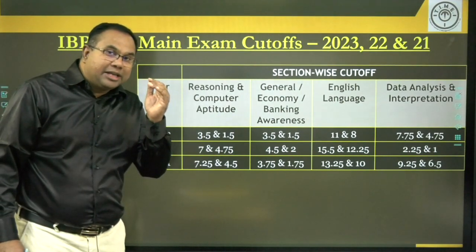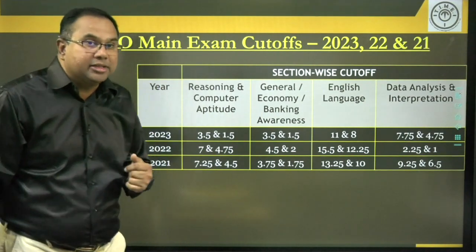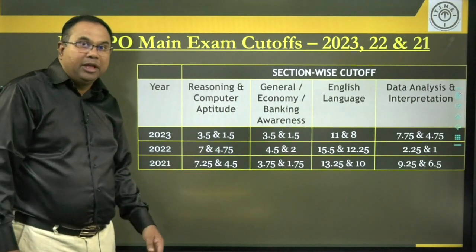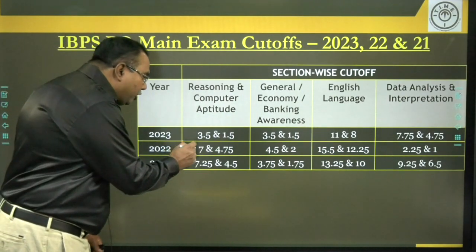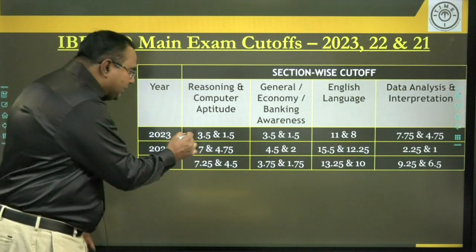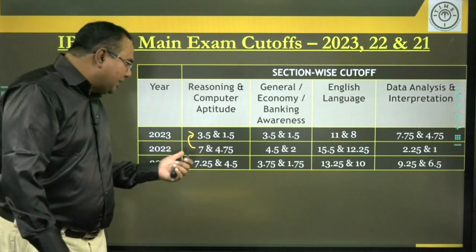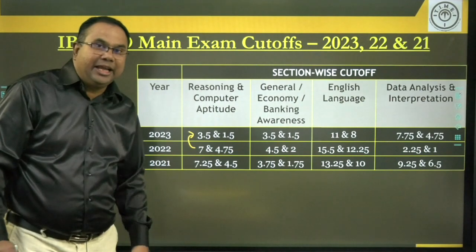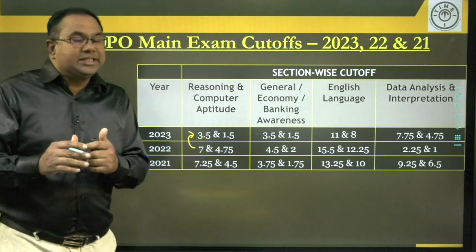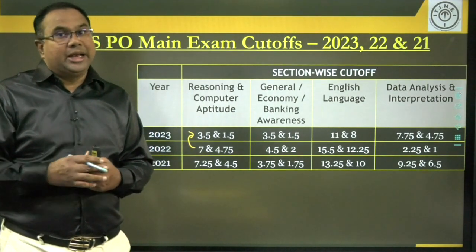When you compare the reasoning and computer aptitude section cutoff with earlier years, what happened in 2022? 7 and 4.75. That means you can clearly see a drop in cutoff marks. Last year it was 7 for general category and 4.75. This indicates that the reasoning and computer aptitude section particularly was difficult this year compared to earlier years.